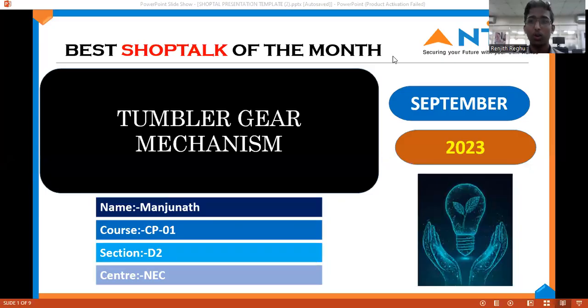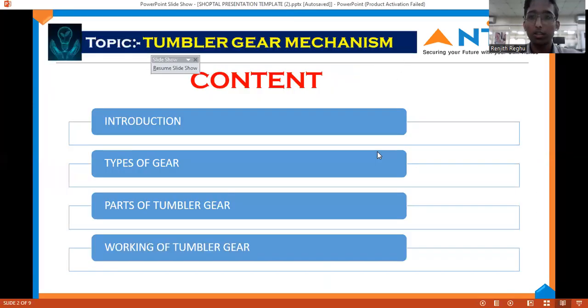Hello everyone. Today I am going to explain to you about the tumbler gear mechanism in a lathe. These are the topics we're going to discuss today: introduction of the tumbler gear mechanism, types of gear, parts of the tumbler gear, and working of the tumbler gear.